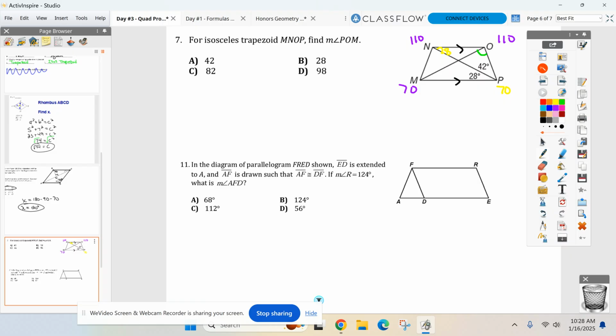Oh, what's up, Tess? Is NOM 28 degrees? Say that again. NOM 28? How do you know that? Because the angle on the bottom, if the base angle is congruent. Yep. And doesn't it form an isosceles triangle? What triangle? I don't know.